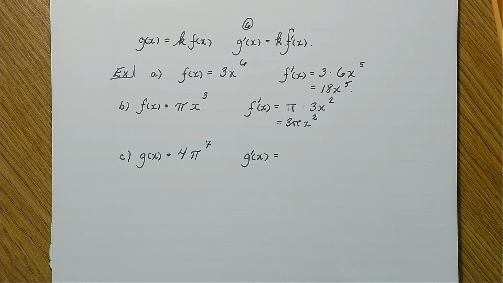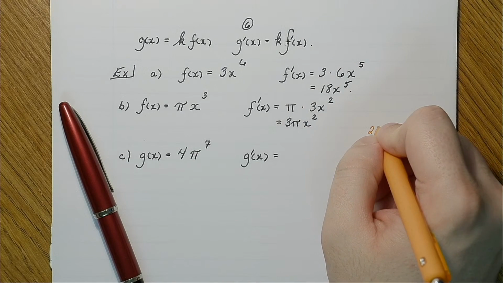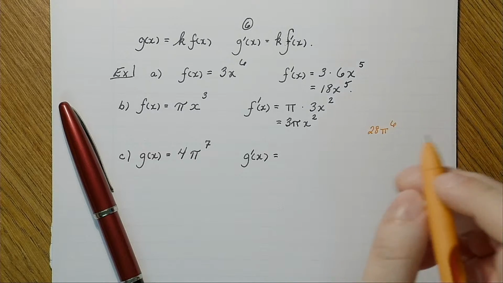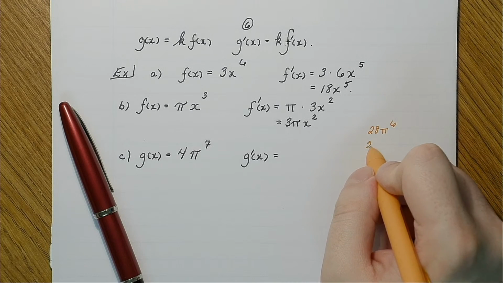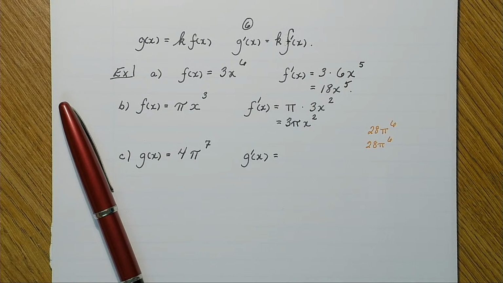So what do you think? 28 pi to the 6th. Okay, I have another person who's saying 28 pi to the 6th. Okay, another person. Okay.